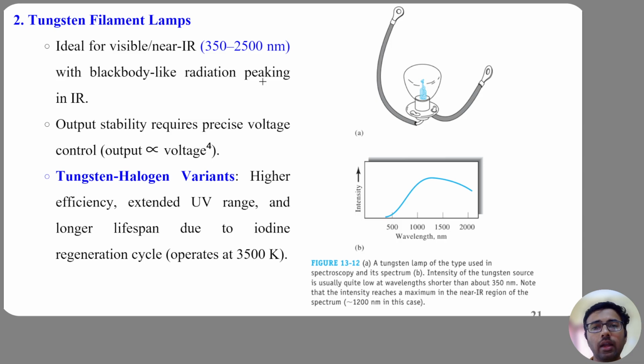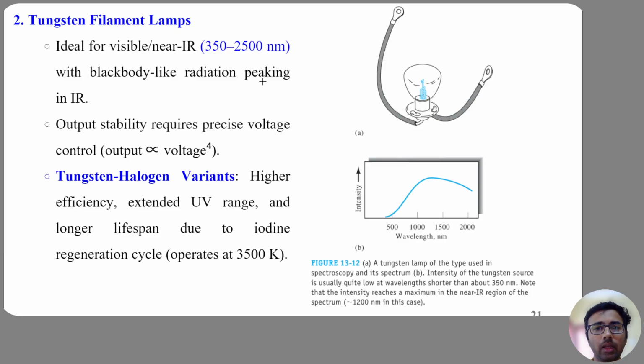For visible and near infrared wavelengths, we use tungsten filament lamps. These are refined versions of incandescent bulbs, but engineered for scientific precision. They provide a smooth continuum from roughly 350 nanometers to about 2500 nanometers. The physics governing their emission is described by blackbody radiation. A heated object emits electromagnetic radiation according to temperature. This behavior was mathematically described by Max Planck through Planck's radiation law.